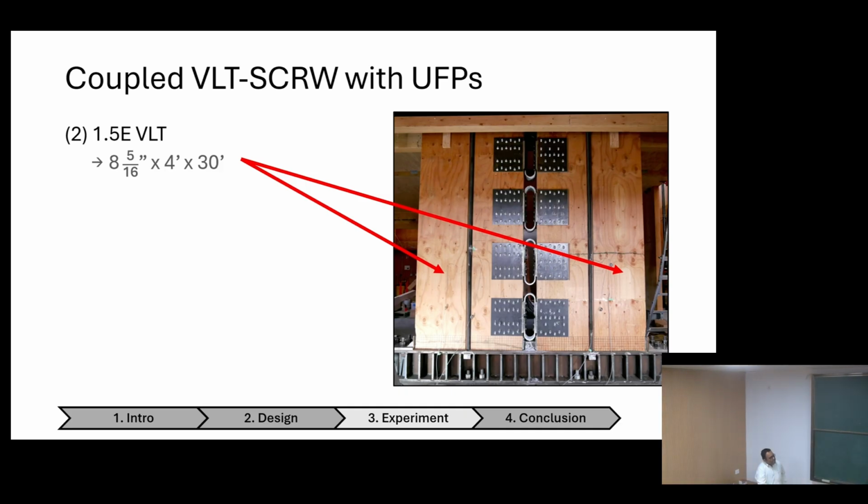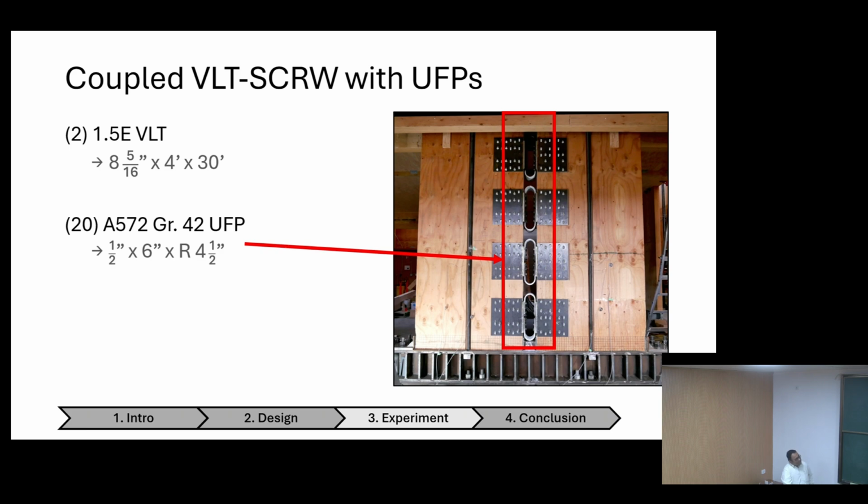Double dash is inches, feet. So almost 8.5 inches thick panel, 4 feet wide, 30 feet tall. 30 feet is roughly 10 meters. The grade is A572, ASTM A572 grade steel. UFPs, these are the specifications of the UFPs.